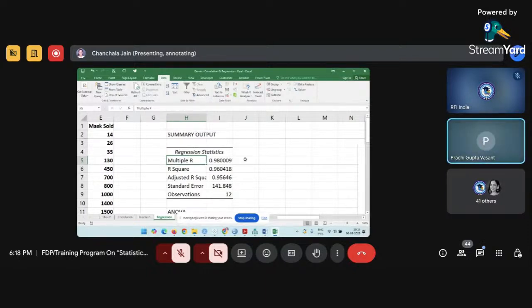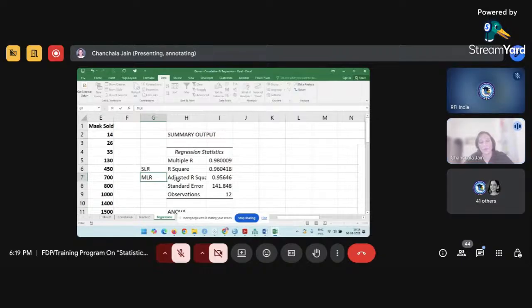Yes, ma'am. Next you can find two terms, R square and adjusted R square. In case of simple linear regression, SLR, you need to report R square. In multiple linear regression, we use adjusted R square. Here we are talking about simple linear regression, as we have only two variables, so we will only interpret R square. The interpretation is the same, there is no change. You only need to understand which one to report. So we are using R square here, which is 0.96.